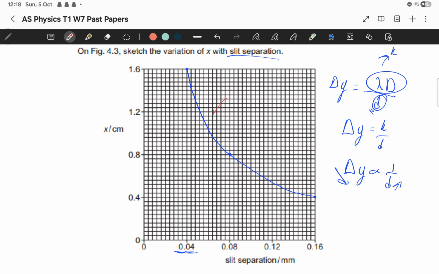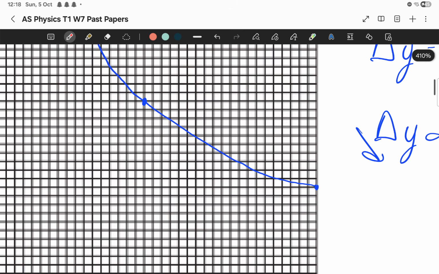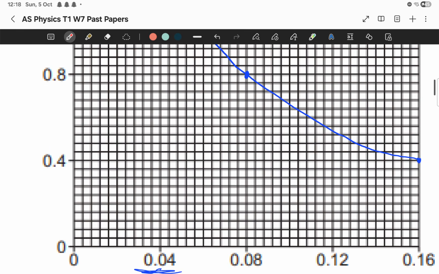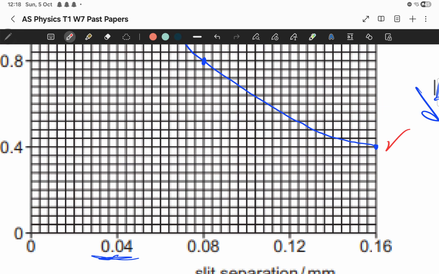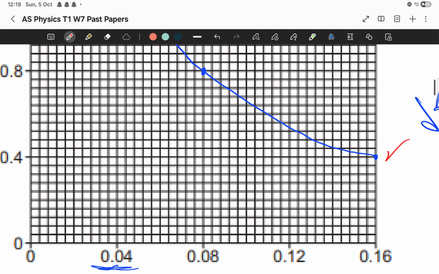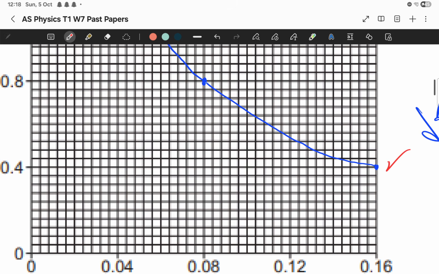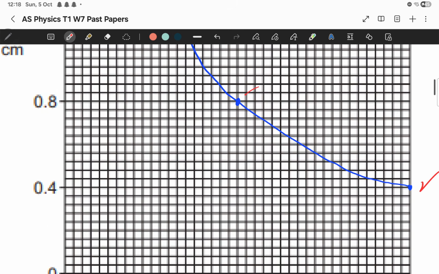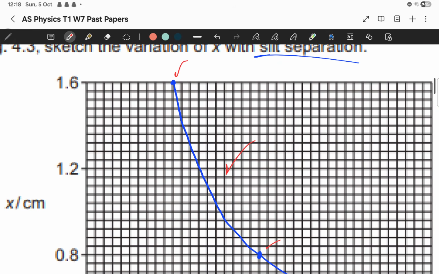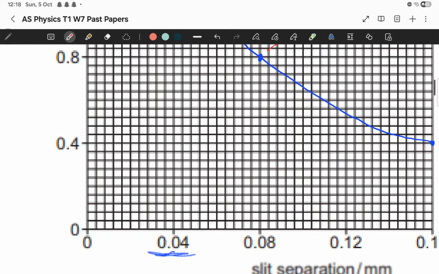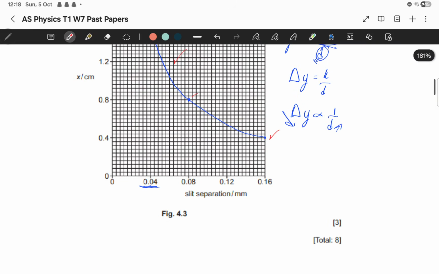Now, line of gradient ending at 0.16, comma 0.4. So 0.16, yes. 0.4, yes. So this is also correct. And the line has to pass through 0.08, comma 0.8. So 0.08 and 0.8, that's correct, and 0.04 and 1.6. So 0.04 and 1.6, that's correct. Okay, yes, so we have full marks on this question.